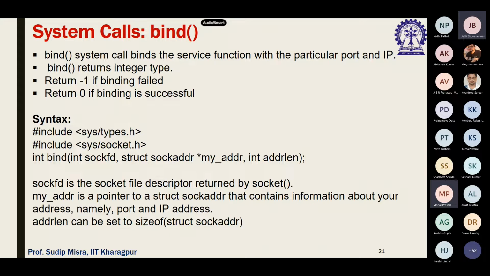This bind call basically binds the service function with a particular port and IP, so binding of the port and IP is required. The bind function returns an integer, and there are two specific returns. If it is -1, then the binding operation has failed. If the return is 0, then the binding is successful.